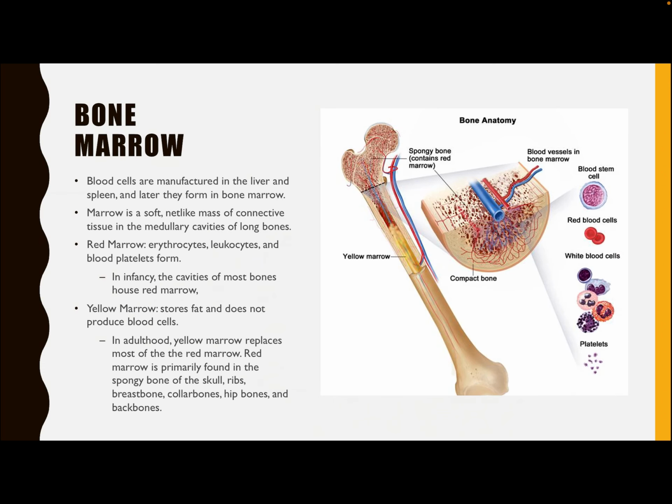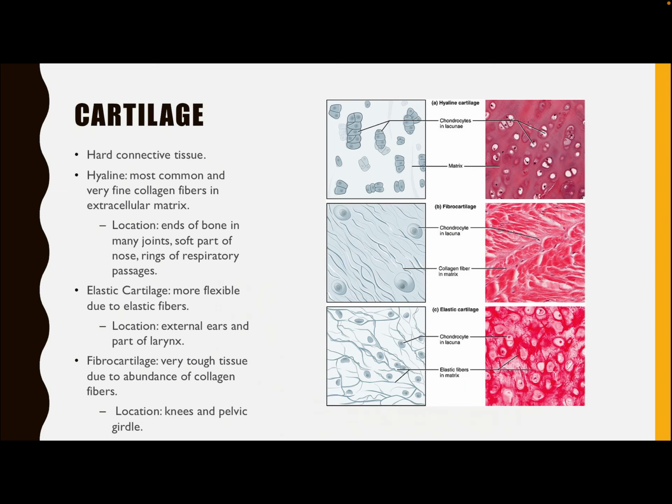Next is the bone marrow, which is basically a soft, net-like mass of connective tissue in medullary cavities of long bones. There are two types: red marrow, which is a lot in infancy, and yellow marrow, which is a lot in adulthood. Yellow marrow replaces most of the red marrow, and the red marrow is found primarily in the spongy bone of the skull, ribs, breastbone, collarbones, hip bones, and backbones.